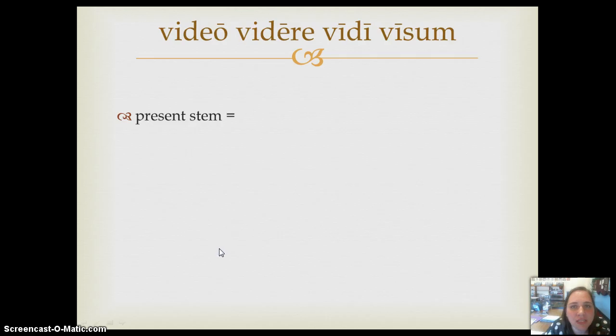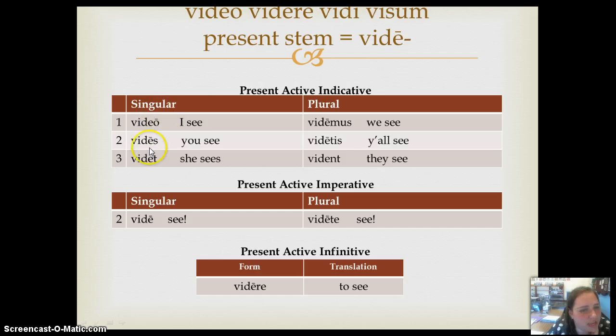Now, if you know how this works for the first conjugation, you know how it works for the second, because it works the exact same way. We get our present stem by removing the RE from the second principal part. We conjugate in the present active indicative using the same pattern we use for the first conjugation. Same for forming the present active imperative. Same for forming the present active infinitive.